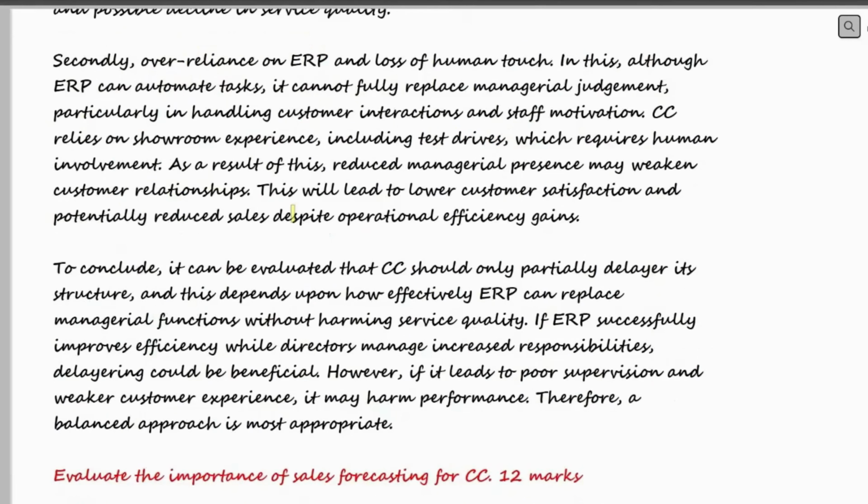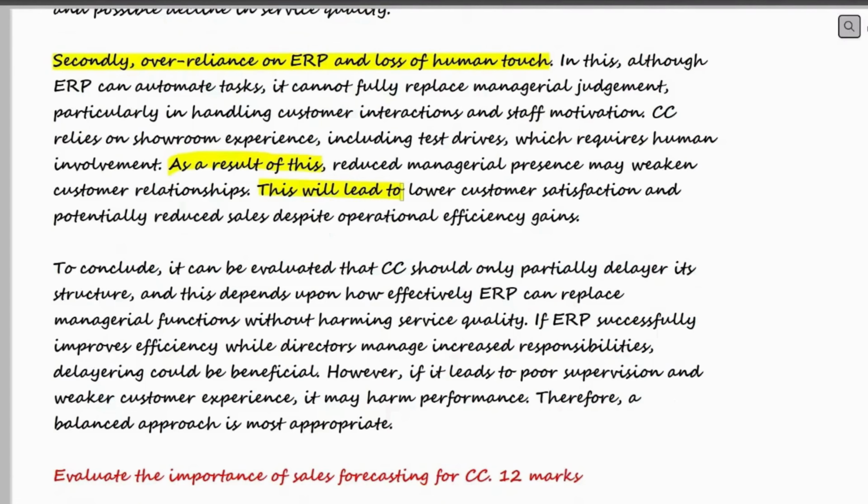Now the second disadvantage, over-reliance on ERP and loss of human touch. In this, although ERP can automate tasks, it cannot fully replace managerial judgments, particularly in handling customer interactions and staff motivation. CC relies on showroom experience, including test drives, which requires human involvement. Now, this is a very important part in the sales. The human factor is very important in terms of sales. So, as a result of this, reduced managerial presence may weaken customer relationships. This will lead to lower customer satisfaction and potentially reduced sales despite operational efficiency gains.